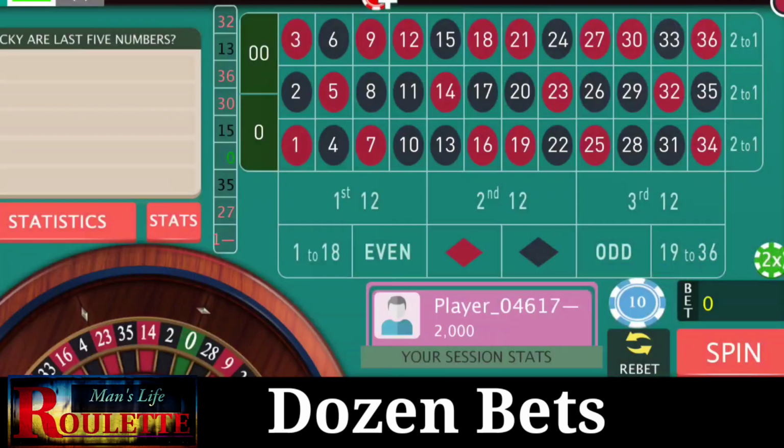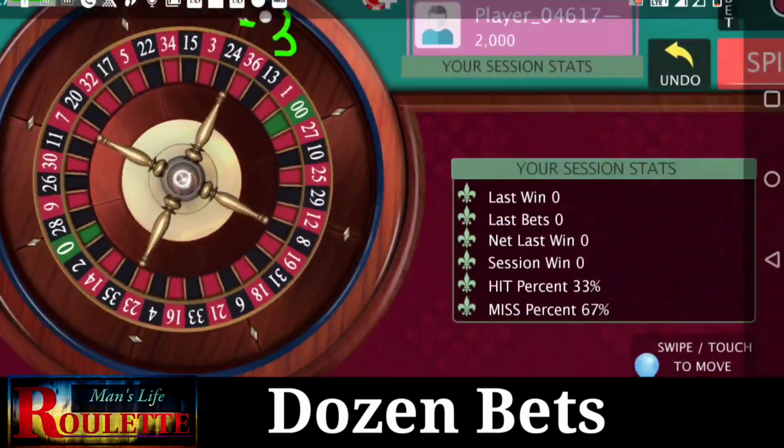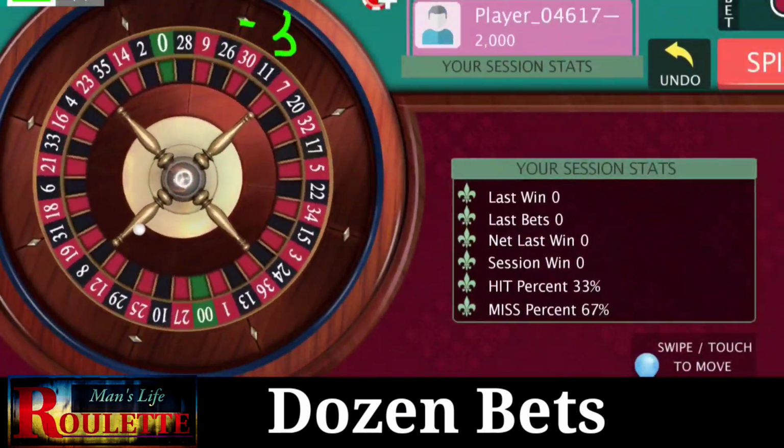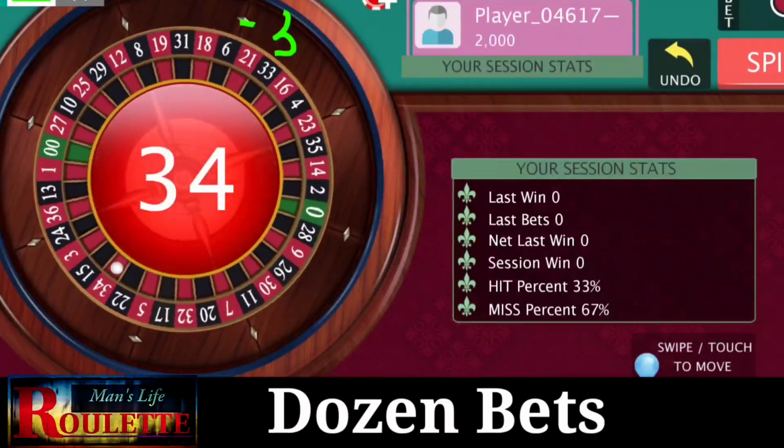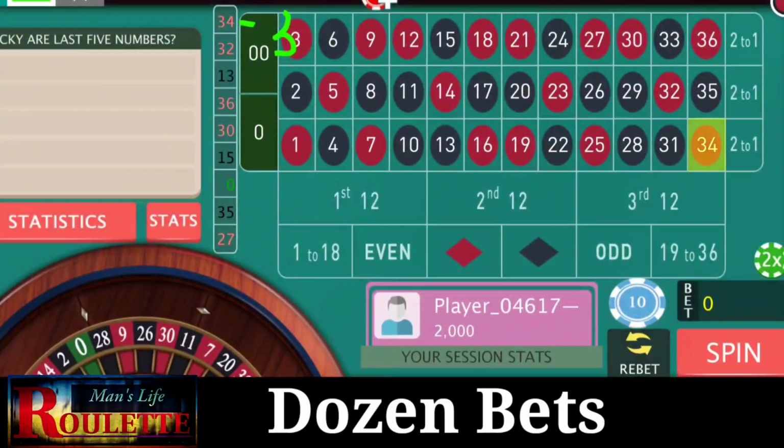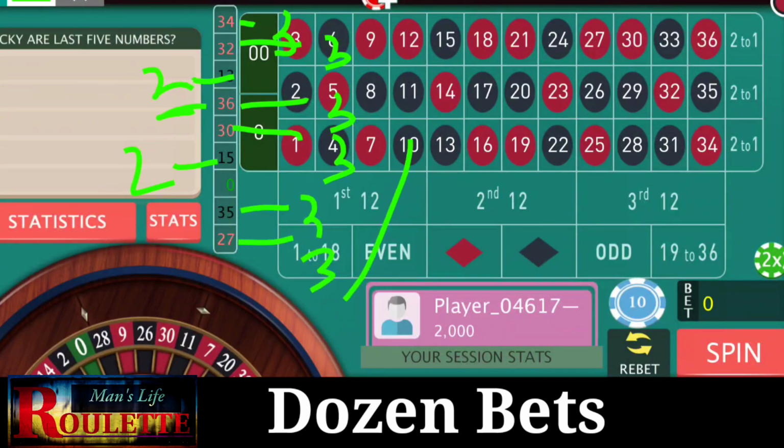You have the list of last outcomes and you have to find the dozen from there. So 32, this is the third dozen. 34 is also from the third dozen, so both of these are third dozen. 13, this is second dozen. 36, this is third dozen. 30 is also third dozen. 15, second dozen, and both are from third dozen. So the third dozen is most probable at this point of time, so we will select the third dozen.